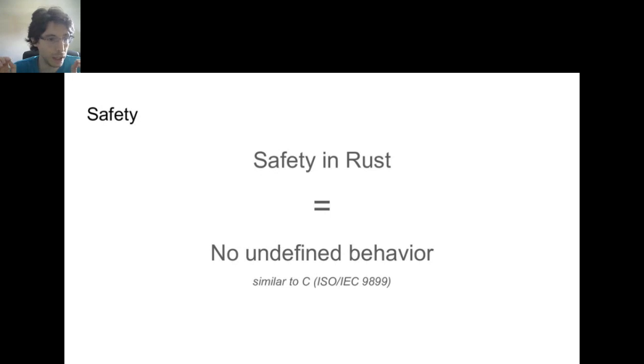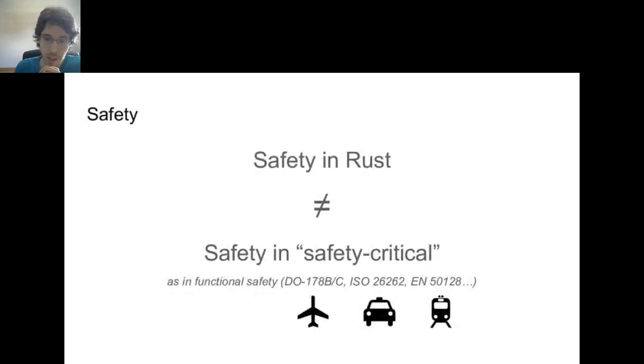Rust may happen to define undefined behavior slightly differently or have different instances of undefined behavior. So don't think that all the undefined behavior from C translates into Rust. But the concept is basically the same. There are things that you cannot do in your program, or you risk your program having any kind of behavior possible.